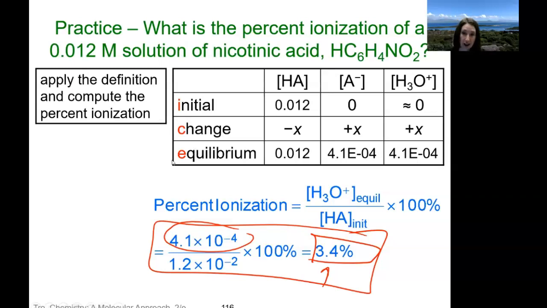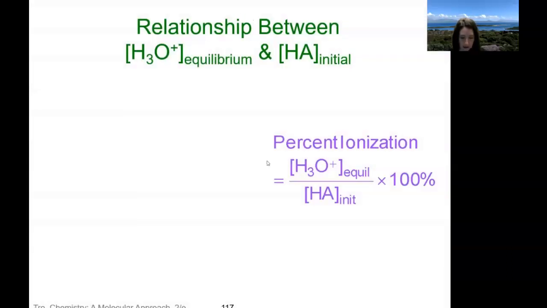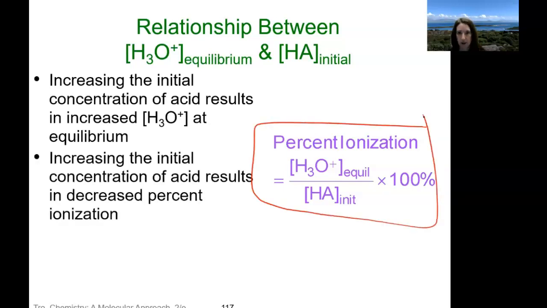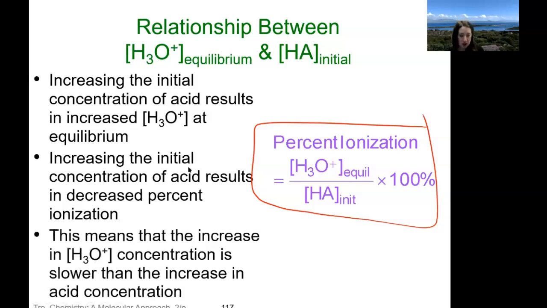It's percent ionization and our x is small assumption. Now, when we do our H3O plus and our HA, remember, this is our percent ionization. It's, again, the same thing as our x is small. That's the same thing we've been doing. So when you increase the initial concentration of acid, it results in an increase of H3O plus at equilibrium. But increasing the initial concentration of the acid actually results in a decrease in our percent ionization.